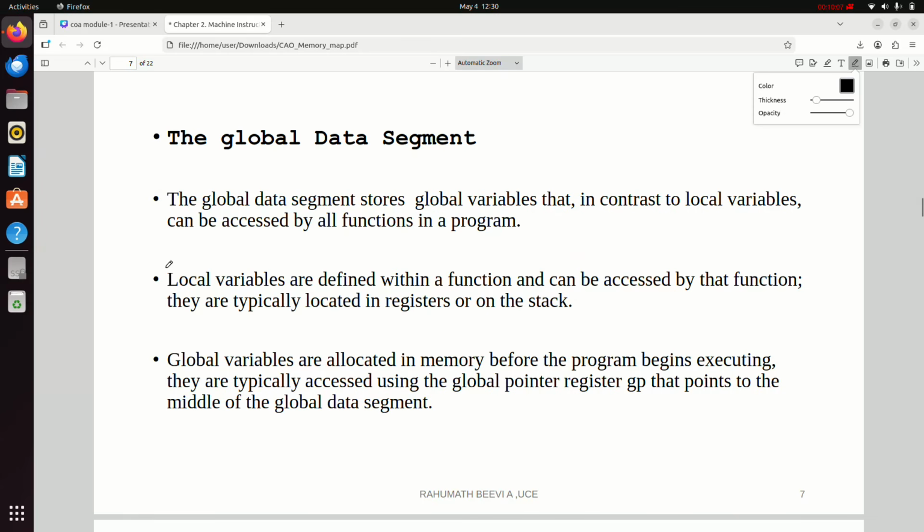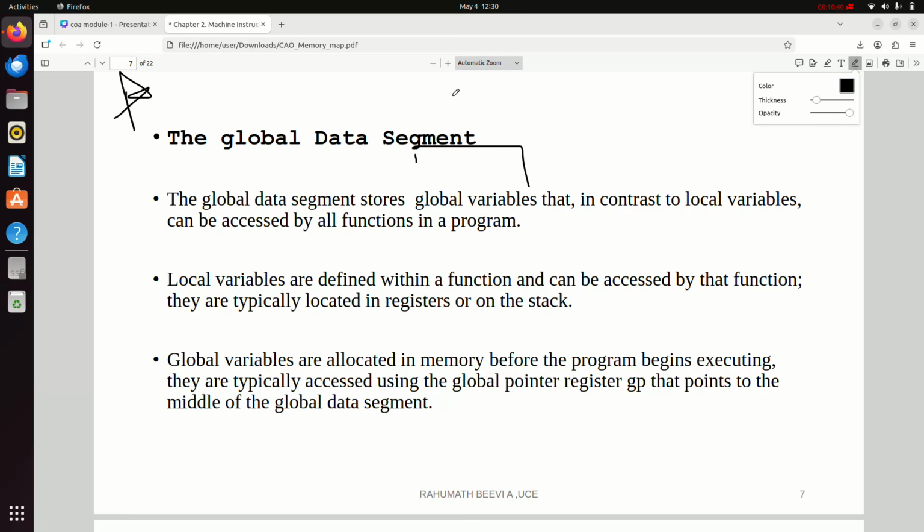Then you have the global data segment. This global data segment stores the global variables and static variables. What is the main important thing about these global and static variables? They are accessible to all the functions; that is, they exist throughout the program execution. If you understand that, what does global data segment mean?